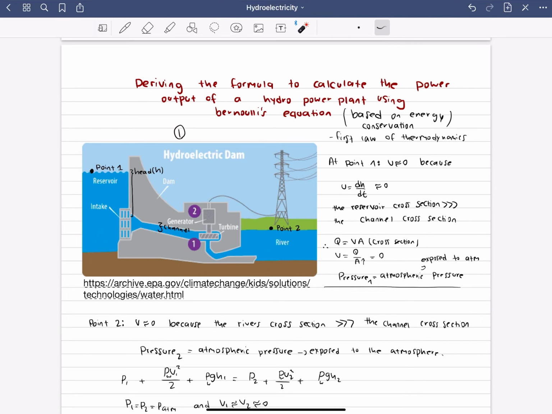Deriving the formula to calculate the power output of a hydropower plant using Bernoulli's equation, which is based on the principle of energy conservation, which is also the first law of thermodynamics. This is a simple model of a hydroelectric dam.